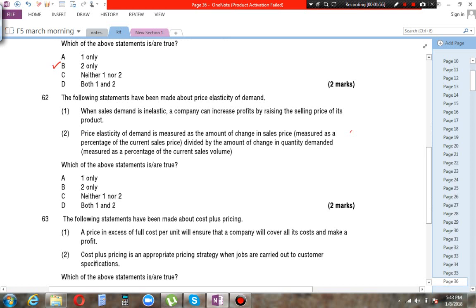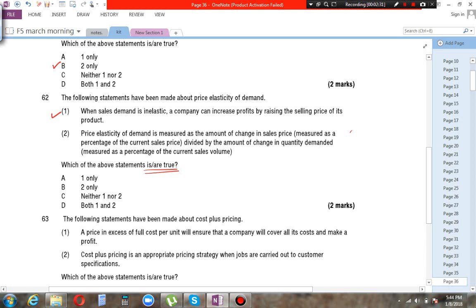It says the following statements have been made about price elasticity of demand, and we have to see if each statement is true or not true. When sales demand is inelastic, a company can increase profit by raising the selling price of its product. Is this statement true? Well, this statement is true, because if the demand is inelastic, changing the price will not affect the demand, right? Let's read this again.